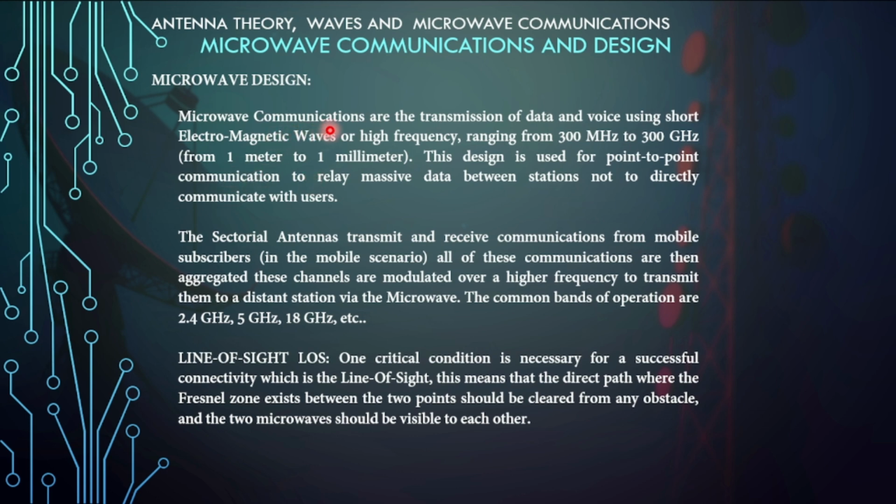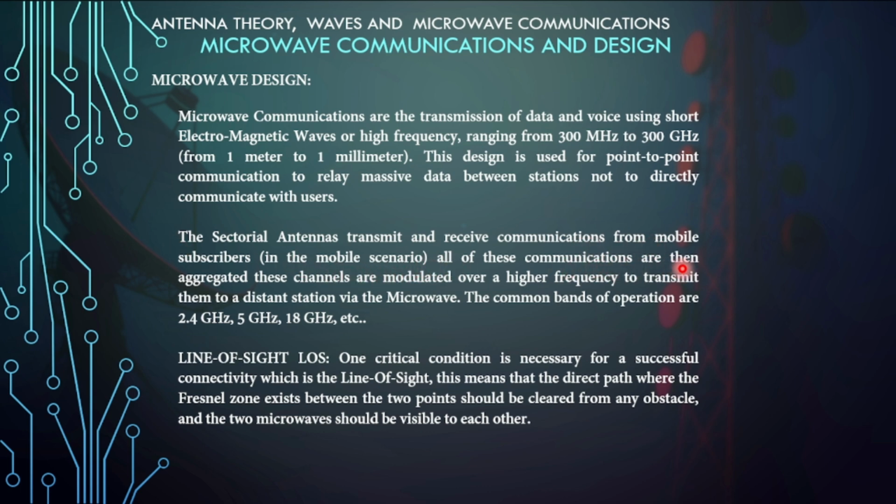Microwave design. Microwave communications are the transmission of data and voice using short electromagnetic waves or high frequency waves, ranging usually from 300 megahertz to 300 gigahertz, or from 1 meter waves to 1 millimeter waves. This design is used for point-to-point communication to relay massive data between stations, not to directly communicate with users. The sectorial antennas transmit and receive communications from mobile subscribers in the mobile scenario.